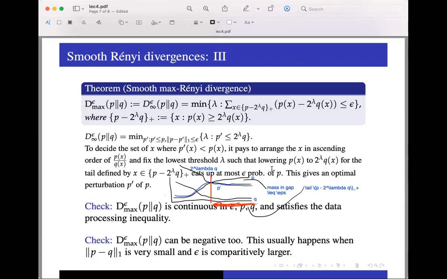And now what is this expression? P(x) minus 2 to the lambda Q(x). Note that I'm going to evaluate this expression for a symbol x in the tail. So the value of this quantity is the probability mass between these two curves. So the mass in the gap should be less than or equal to epsilon.